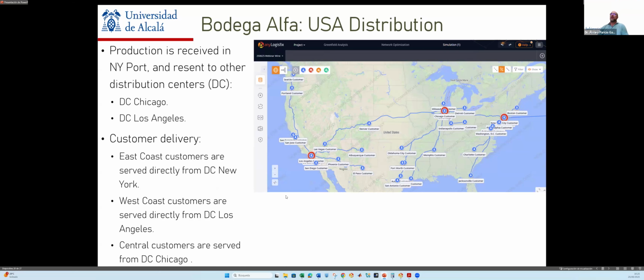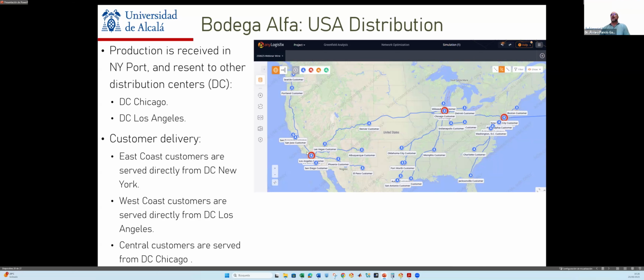The production, we are going to see that right now in the real simulation, is received in New York port, and distribution inside the states is made through 3 main distribution centers. One is located in New York, the other one is in Chicago, and the other one is in Los Angeles, covering their geographical areas. So when we see the use case in the simulation tool, we are going to review how they are created.